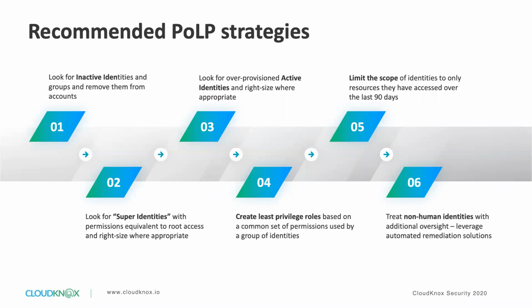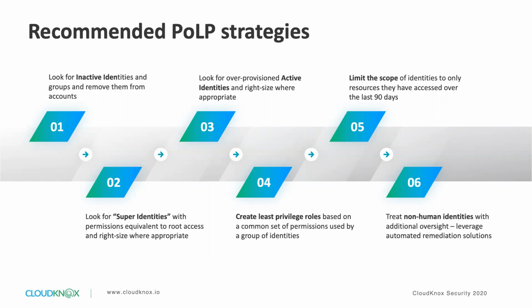And then in addition to all of that, look for those over-provisioned active identities and right-size where appropriate. So this really gets back to a lot of the fundamentals of where we started. It's not uncommon for us to see many accounts, many identities using only 1% or less of the permissions that they've been granted. So even if you've got role-based access control and a solution in place, which we complement, ensuring that those permissions are right-sized, are minimized, are key and fundamental to what we're discussing here.